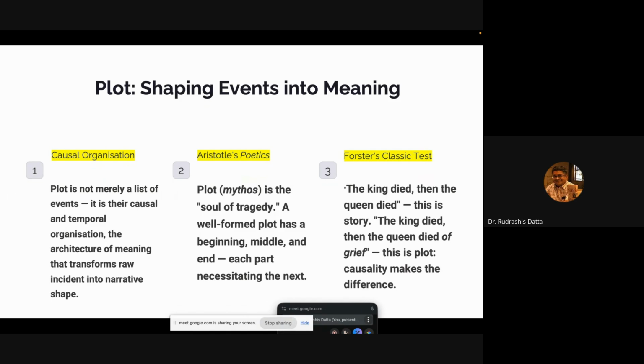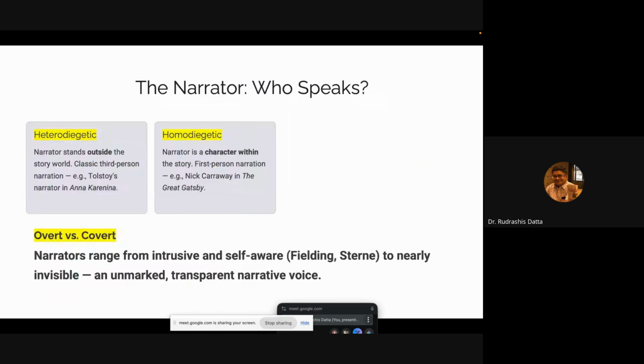Therefore, a plot is a story with causality. Once you add causality to a story, the causality means the reason of something. Then it becomes a plot. Right? Therefore, the title of the slide is, as you can see, plot is something which shapes events into meaning.